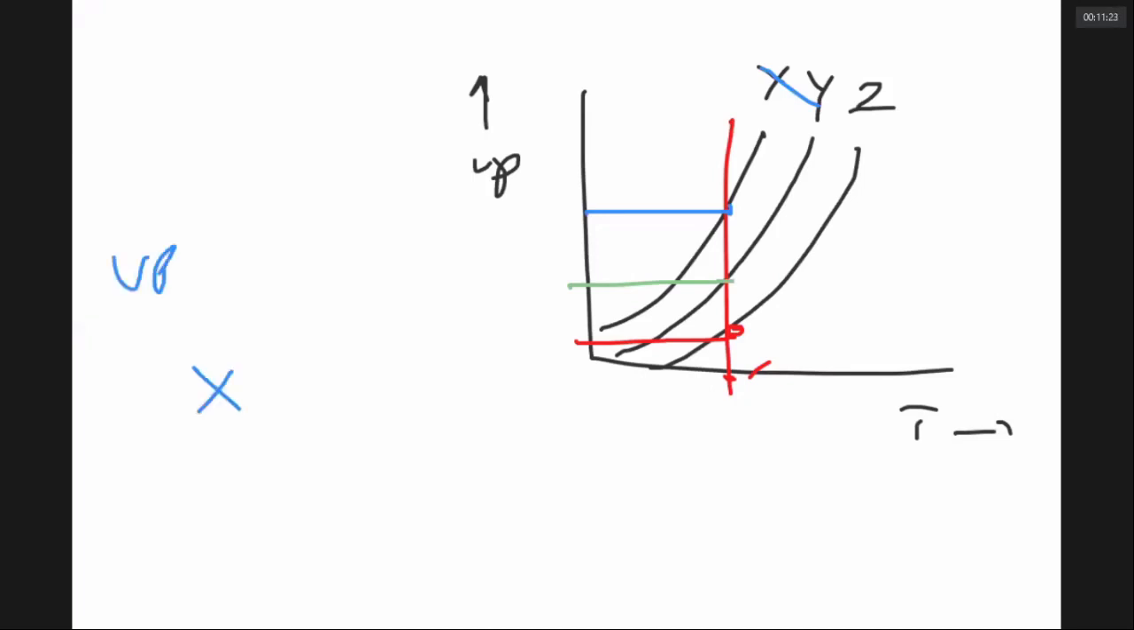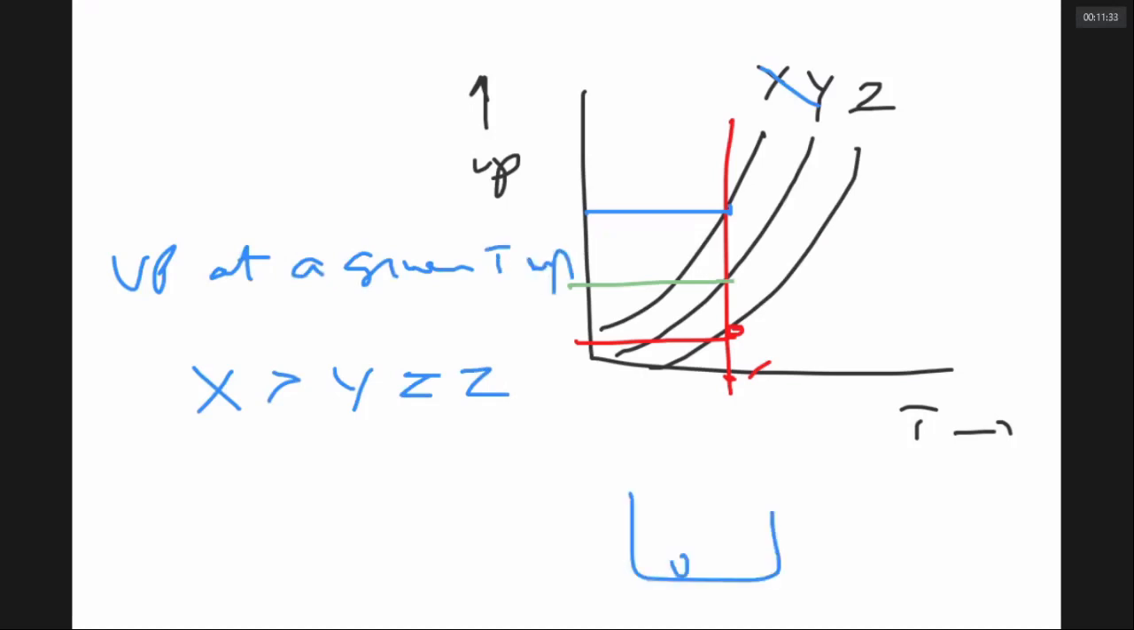Vapor pressure of X is greater than Y is greater than Z at a given temperature. Yes or no? Yes, sir. If some liquid is trying to become vapor, it means the attractions between molecules are weak. The weaker the molecular interactions between the molecules, the greater is the tendency to become vapor.